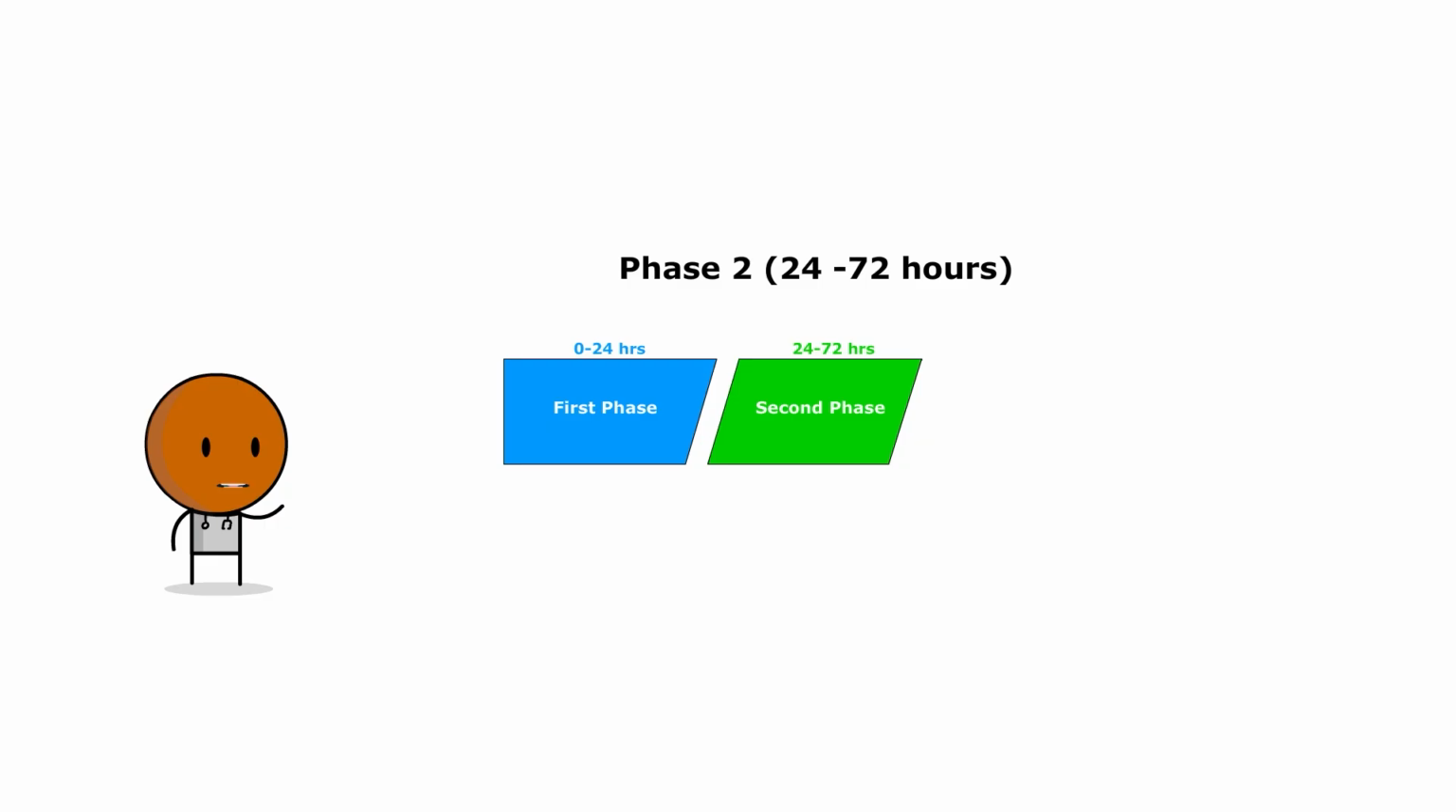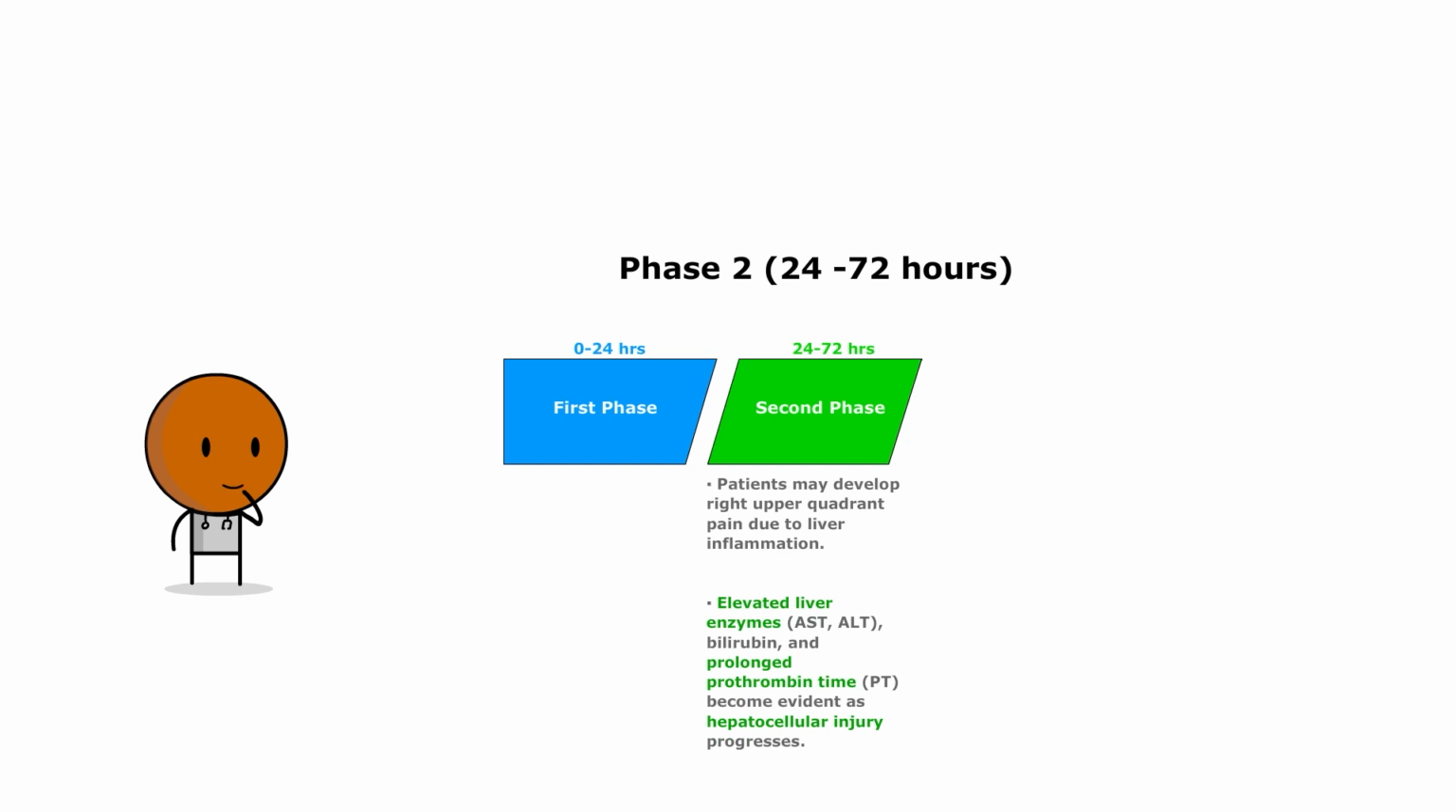Phase 2 occurs 24 to 72 hours. Patients may develop right upper quadrant pain due to liver inflammation, and elevated liver enzymes AST, ALT, bilirubin, and prolonged prothrombin time become evident as hepatocellular injury progresses.